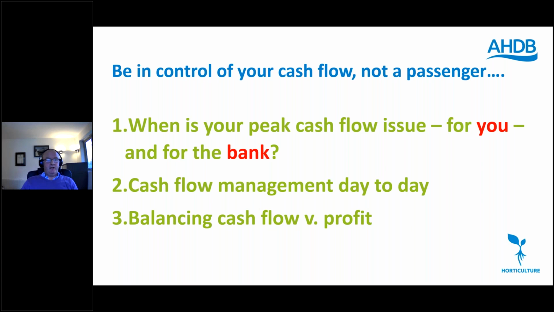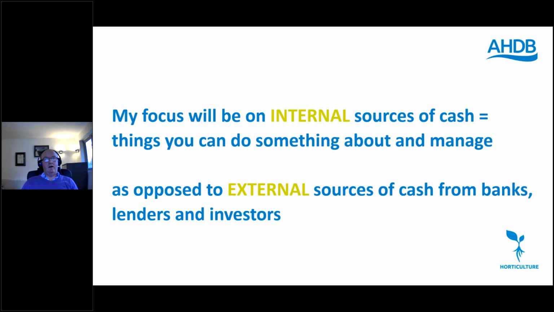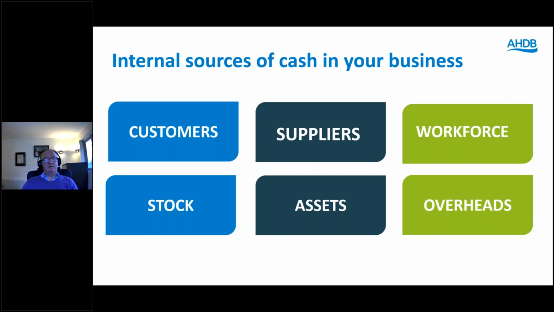So to address some of the areas where we can look at low profitability, I'm going to focus on the internal sources of cash. By that, I mean areas you can do something about, things you can influence and things you can manage, as opposed to external sources of cash from banks, lenders and investors, which Neil's covered already. So what are these internal sources of cash in the business? Well, I'm going to look at your customers, so invoices due to you, your suppliers, your workforce, your growing stock, your assets, so your land, buildings and machinery, and your overhead costs.